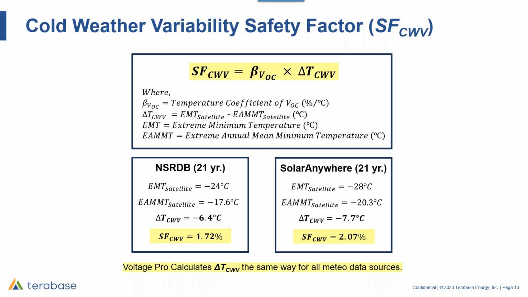Voltage Pro calculates this safety factor the same no matter the source of the weather data. And just for comparison's sake, I've included this safety factor calculation for this Ohio project site from two different satellite data sets over the same 21-year period. So on the left, I have NSRDB, and on the right, I have Solar Anywhere. They're both calculated the same way, just using their respective data sets. And the NSRDB data resulted in a 1.72% safety factor, whereas the Solar Anywhere resulted in a 2.07%.